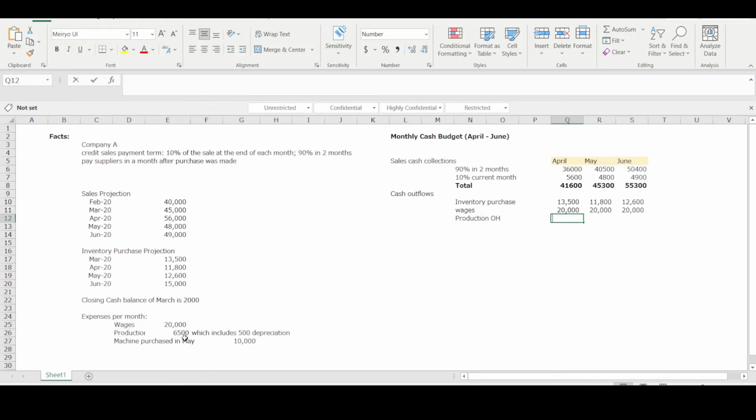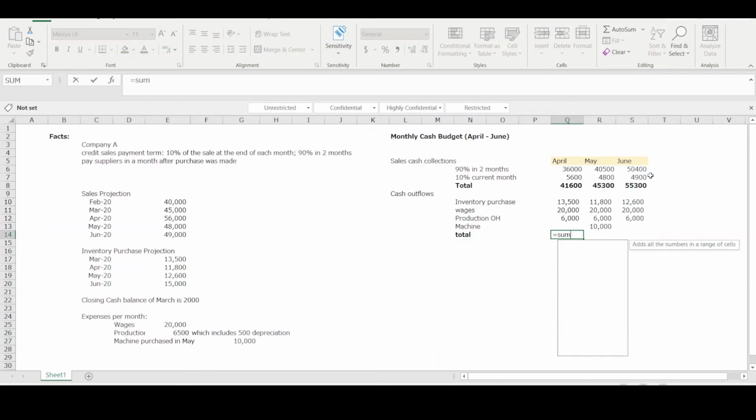It will be 6,500 minus 500. You need to exclude this 500 depreciation. And then the same number for May and June. And then the last item is the machine they purchased in cash in May. So in May there is a cash outflow of 10,000, right?